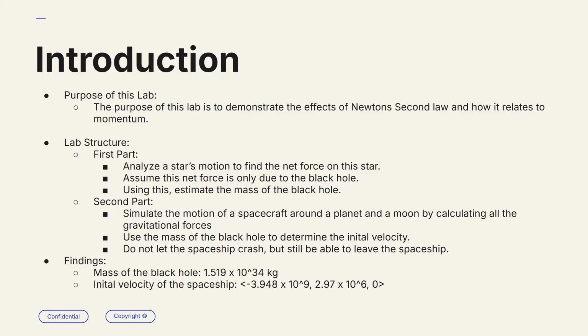Some general overview of the findings was that the mass of the black hole was 1.519 times 10 to the 34th kilograms, and the initial velocity of the spaceship was negative 3.948 times 10 to the 9th, 2.97 times 10 to the 6th, and 0.